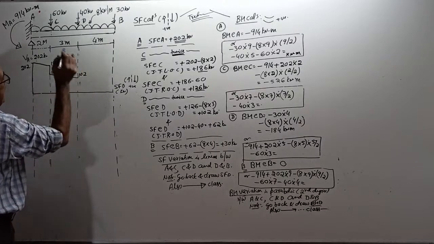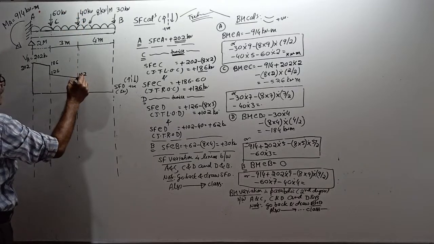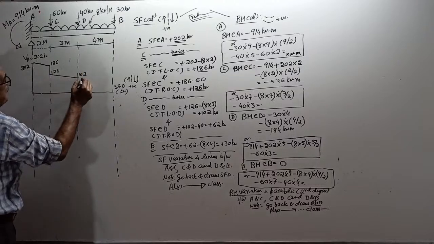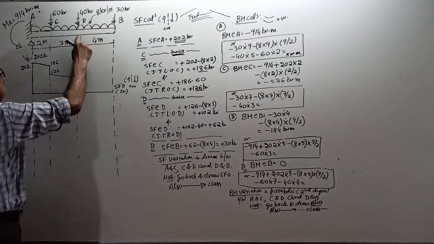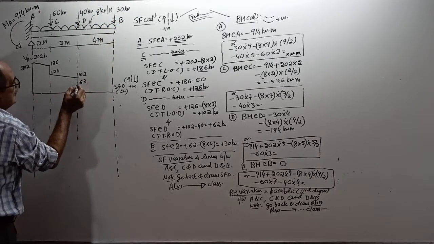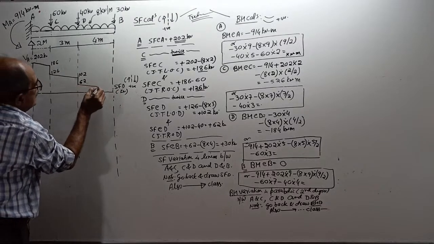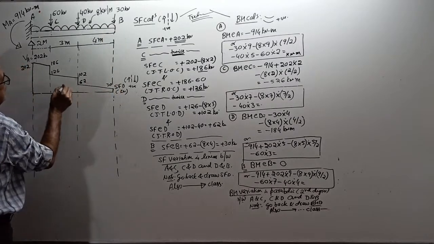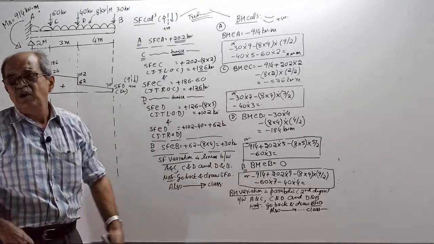Then at here come down by 40. Still you are left with how much? Still you are left with 62, half of 126. From here to here come down by 8 into 4, 32. That is still 30 remains there. Lastly come down by 30. Shear force diagram. Okay. Fully clear? I will go to the next step now.